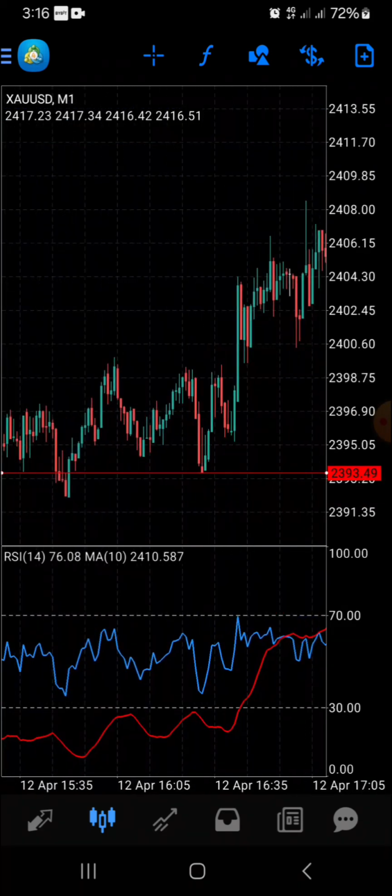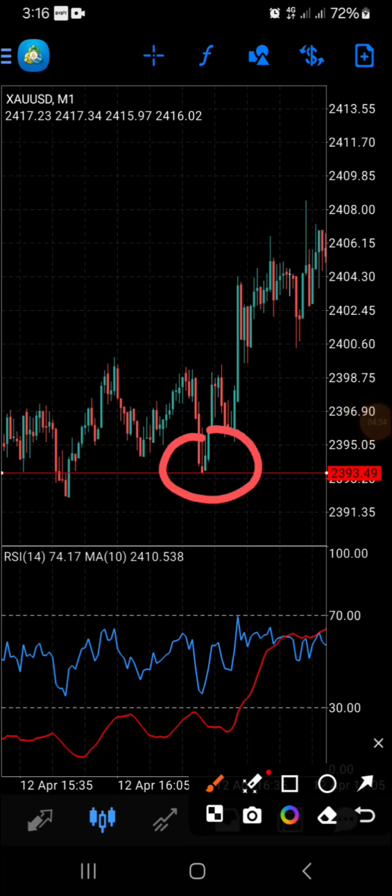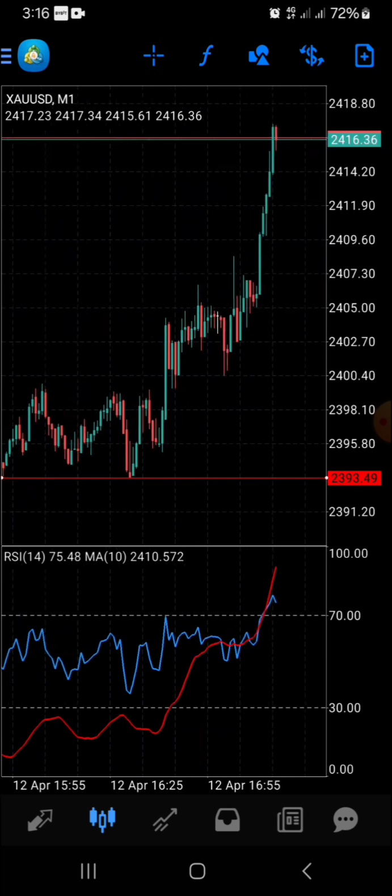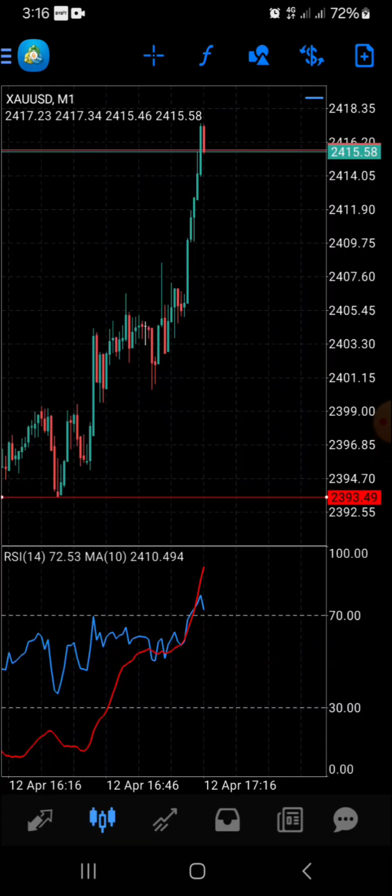Where are these support zones? These support zones are these zones beneath the resistance level. These are the support zones. So I marked out the support zone, and I also used my trend line to mark out the resistance level, which is at the top here.